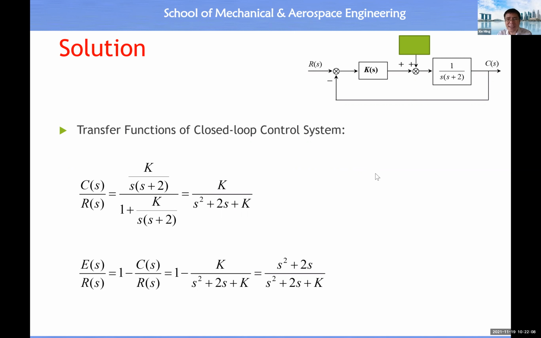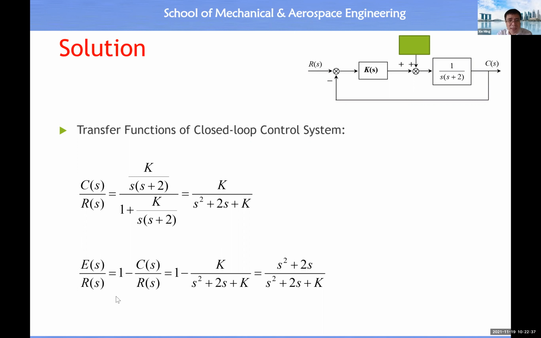So then we just study these two individual SISO systems, okay? For the first SISO system, we have a block diagram like this, so ignore D(s), okay? Then the transfer function between output and input is equal to the forward branch transfer function over 1 minus the loop transfer function. Simplify it, you get K divided by s squared plus 2s plus K. Now we want to know what is the error here. And the error in frequency domain is equal to input minus output.